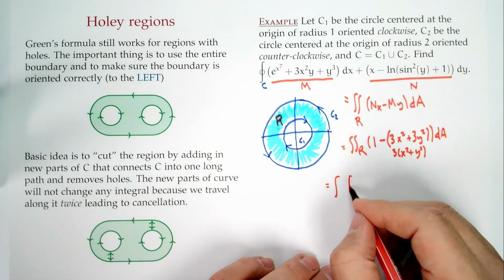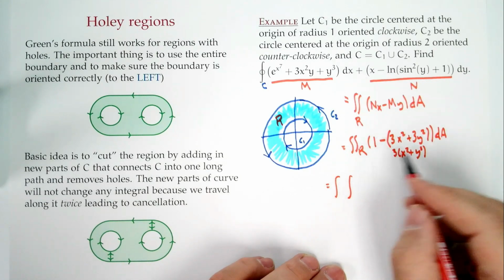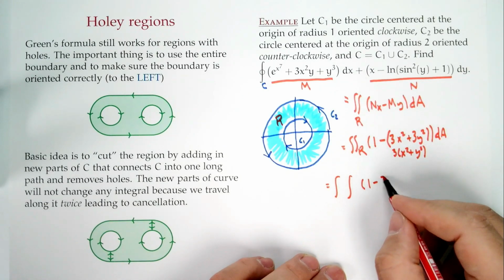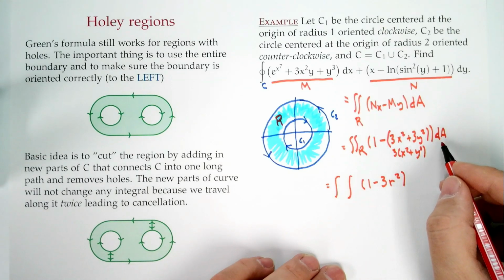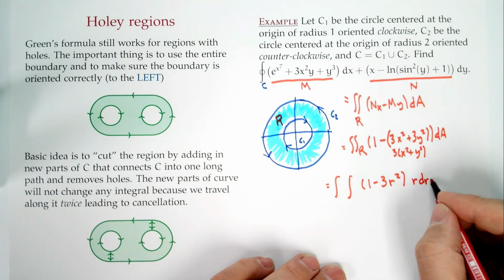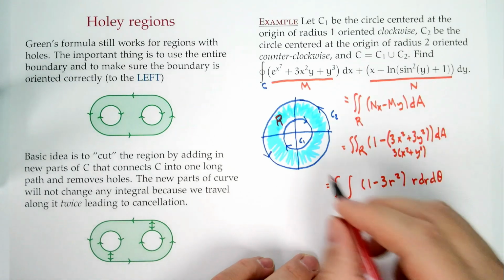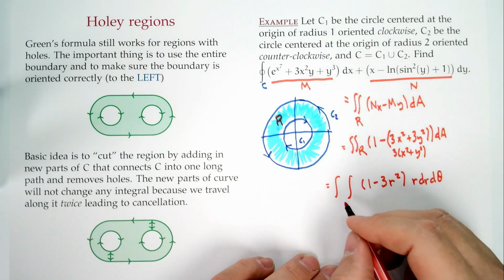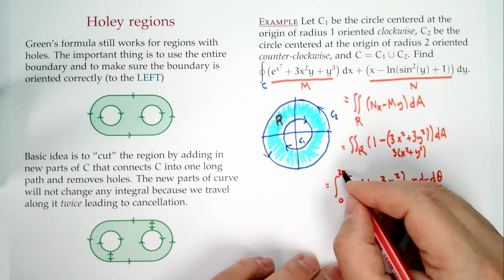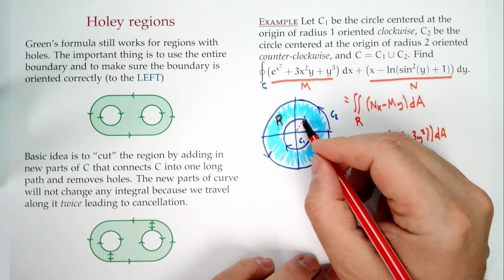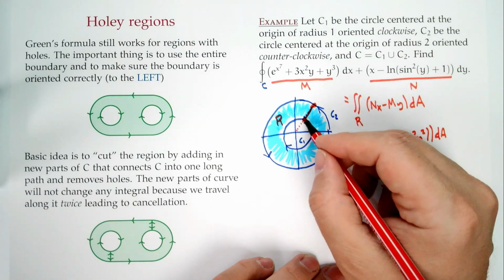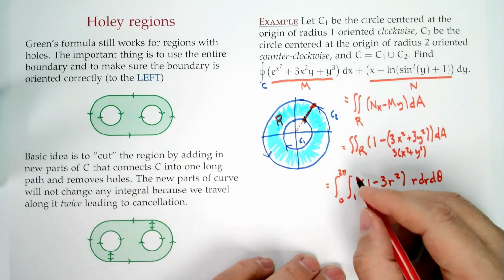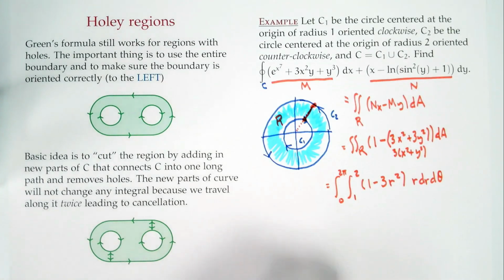So it's going to be an integral. We switch our function to polar. 1 minus 3, and x squared plus y squared becomes r squared. The dA becomes r dr d theta. Theta, we go all the way around, so 0 to 2 pi. And r, well, we come out from the center. So we're going to start at 1, go to 2. Now, this integral, it's a nice kind of integral.